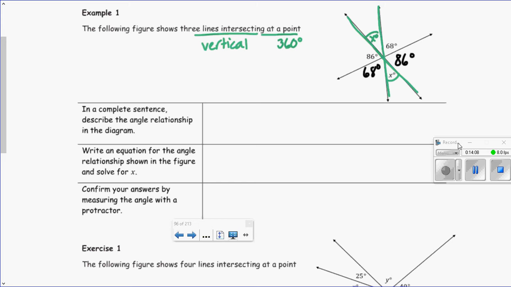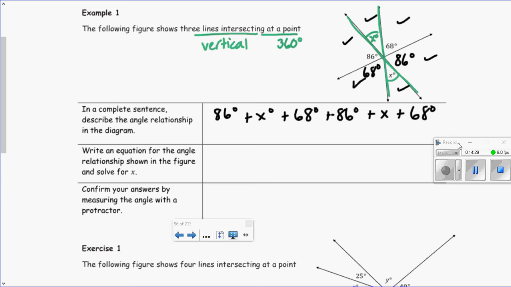Now I can go around a point and say, all right, 86 plus x plus 68. Okay, so we've done this one, this one, this one, plus 86 plus x plus 68. So do you see how we went all the way around? And that equals 360.